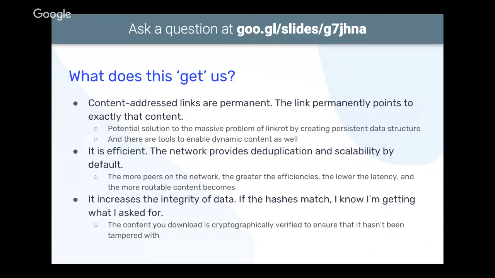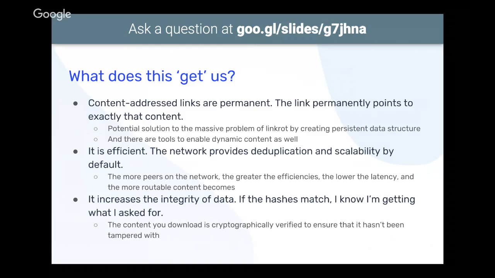So what does this all get us? Well, what it gets us is a permanent web. Content addressed links are permanent. The links permanently point to exactly that content. Because those hash functions are deterministic, we know that if we hash and we get a particular hash, that describes a specific piece of content. So this is a potential solution to the problem of link rot by creating a persistent data structure.